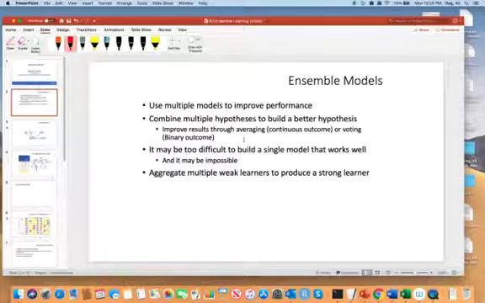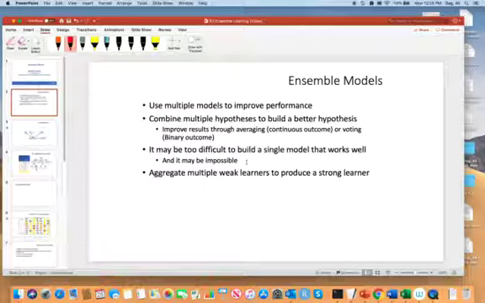Sometimes it may be too difficult to build a single model that works well. Therefore, ensembling models is a very good alternative to those single models. Basically, what we're doing is aggregating multiple weak learners to produce a strong learner.